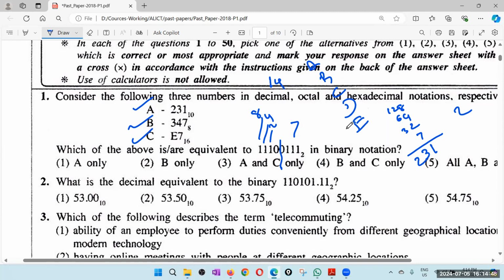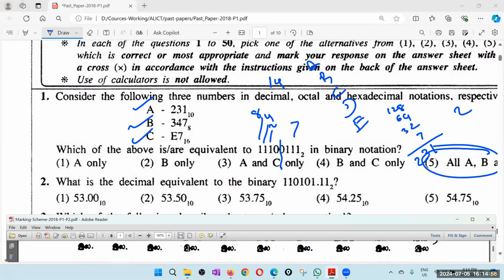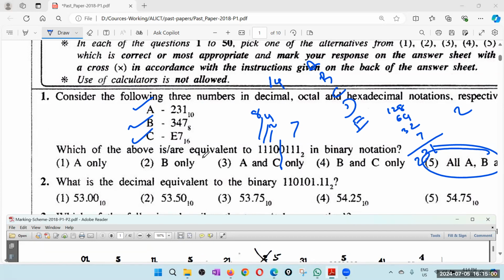So all 3 are correct. So the answer is 5. The answer is all 3 are correct. Let's double check the answer. Yes, the answer is 5.